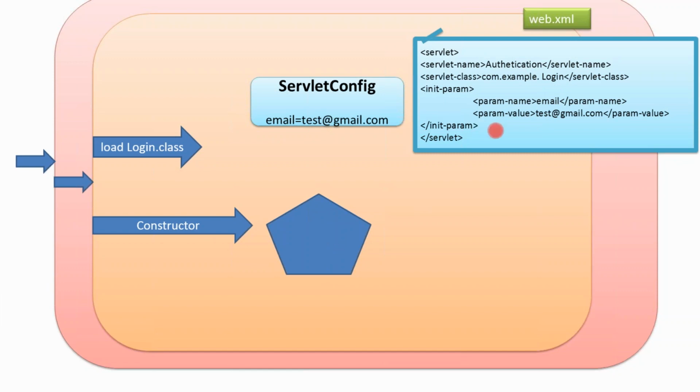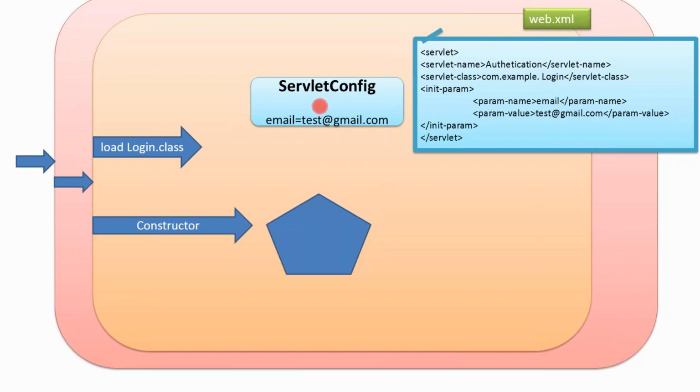The process which the container follows to create an instance of the servlet is, first it will load your class. The login servlet .class file is loaded in the container. After the .class file is loaded, the container will call the constructor of the login servlet. After it creates an object for the login servlet, the container will create another object called servlet config. This servlet config object is created by the container only once during the servlet lifecycle, and it creates one servlet config object per servlet.